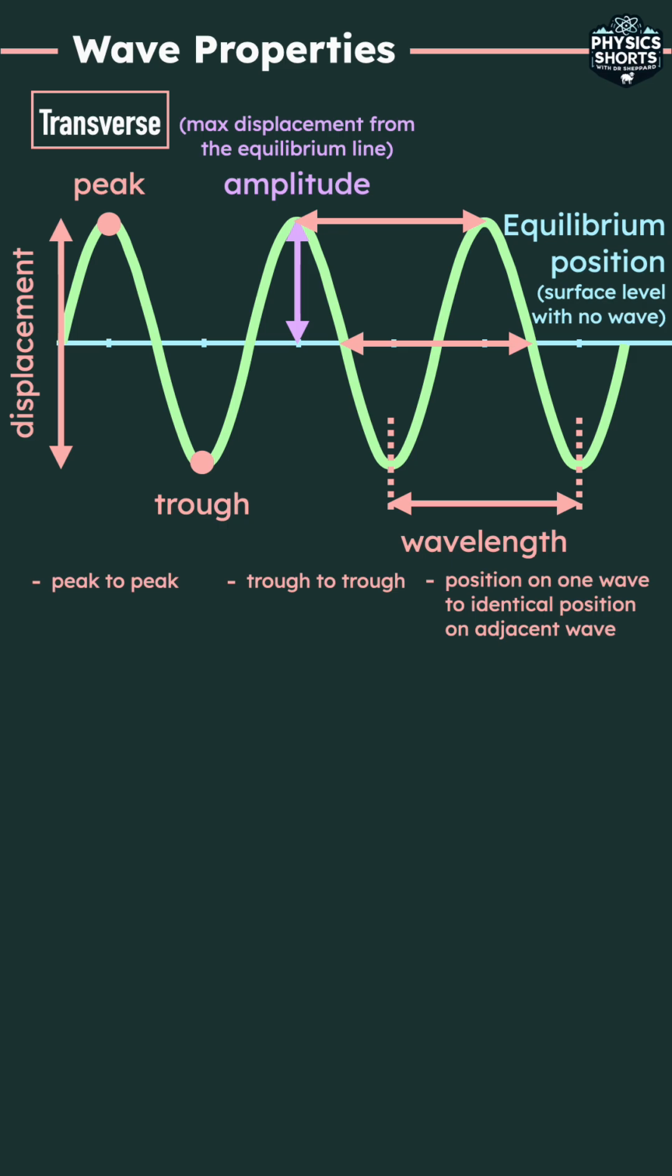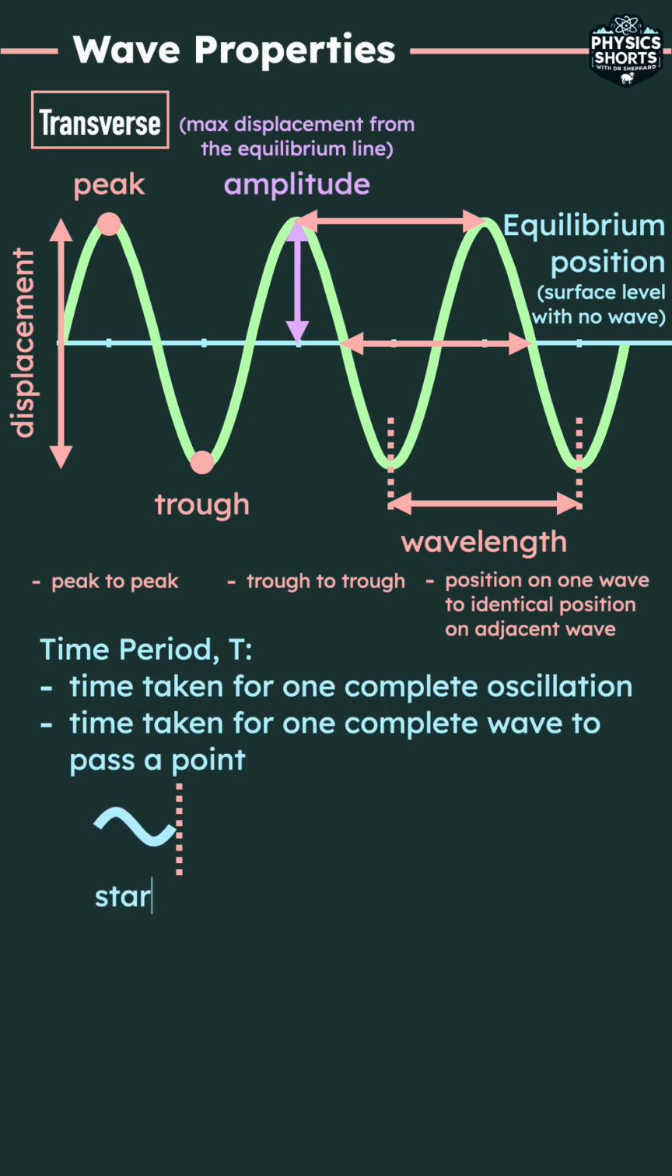First up is the time period, which is the time taken for one complete oscillation when we talk about a pendulum, and that definition works fine here as well. Another way to describe it is the time taken for one complete wave to pass a point. Since period is a time, the units will be seconds.